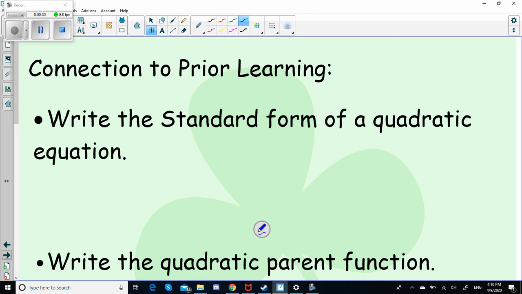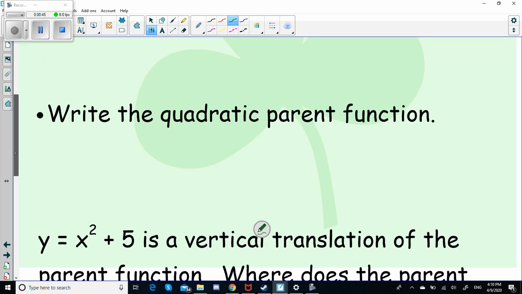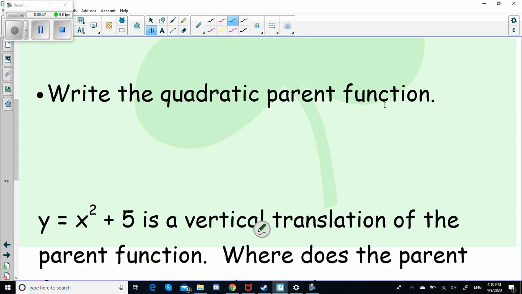Okay, so if we write the standard form, we talked about this on Monday, standard form for a quadratic or a parabola is y equals ax squared plus bx plus c. And again, we're going to be writing them without the bx right now. And the quadratic parent function is just y equals x squared. That's what we compare everything to.